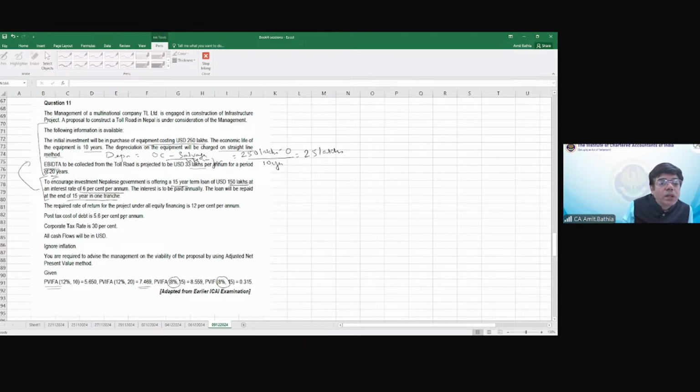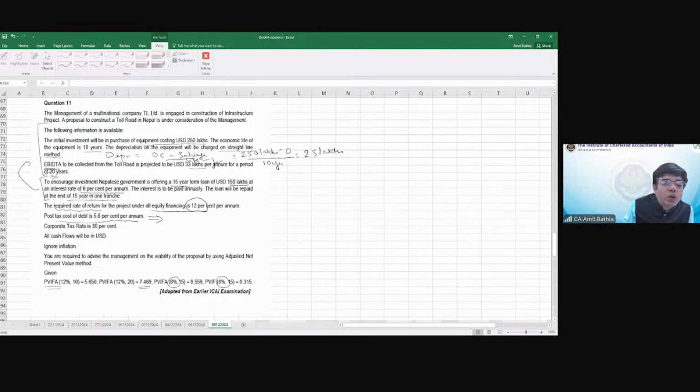Now, you are told over here, very important information, required rate of return under all equity finance is 12% per annum, right? And post-tax cost of debt is 5.6% per annum. Here there is a hidden adjustment. What is that hidden adjustment? It is post-tax cost of debt is 5.6% per annum.